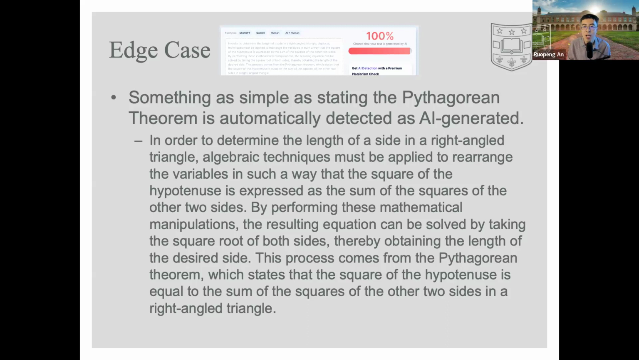But you realize this Pythagorean theorem is written in a way that is very uniform and very much resembles an AI-written text. And the machine actually classifies there's a 100% chance that this text is written by AI, but actually it is not.